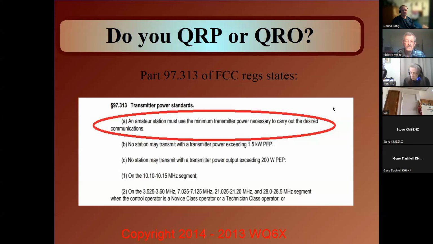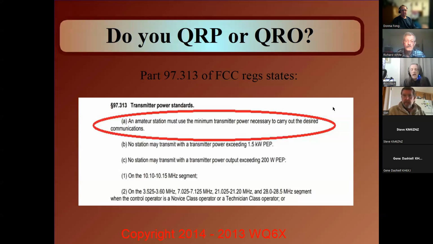Well, I don't think it was required to pass your license exam, but as operating procedure, I think you should know the Q codes. If you've never been there before, then go to the ARRL website and look up the Q codes. QRM means I'm being interfered with. QRN means I'm getting noise. QSB means fading, etc., etc.